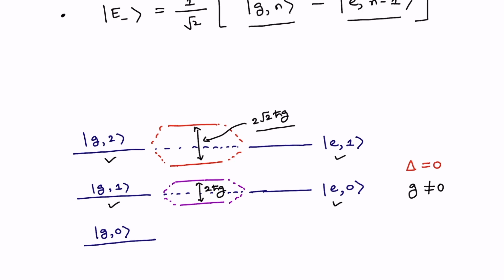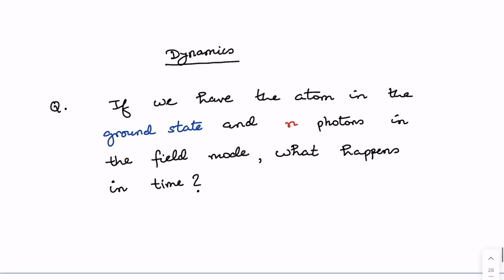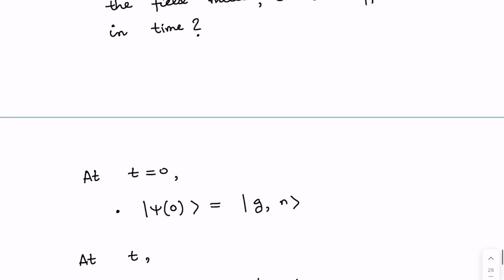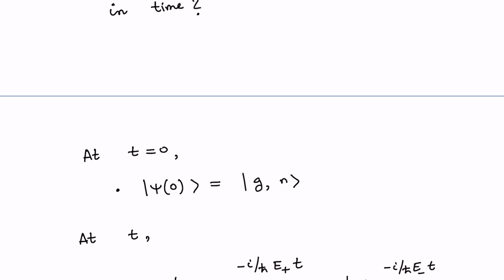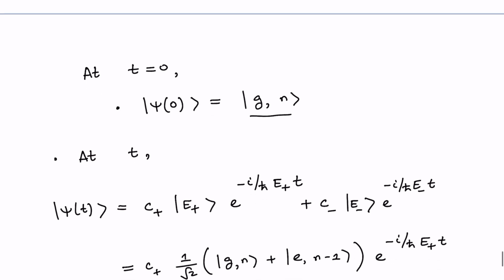Now what about the dynamics of the system? If we ask this question, if we have the atom in the ground state and n photons in the field mode, what happens in time? Well, at time t equal to 0, we can write the state vector for the field and atom system as |ψ(0)> equal to |G,n>, that means the atom in the ground state and n quanta in the field mode. Then at time t, the state vector for the system can be written as a superposition of the eigenstates of the atom-field system, which we have already worked out, |E+> and |E->, and their corresponding energies are E+ and E-.